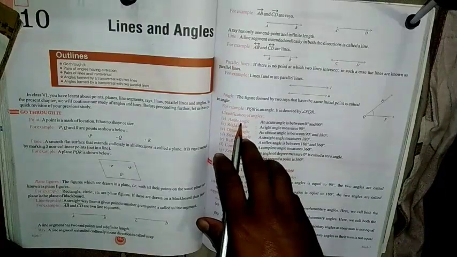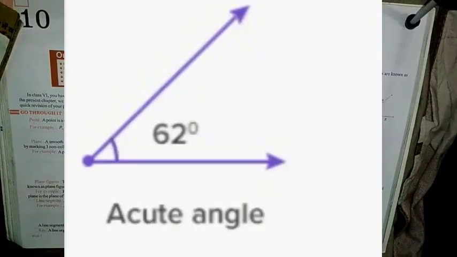Then there are some different types of angles. Number one is the acute angle. What is the meaning of an acute angle? When the angle is between 0 degrees and 90 degrees, this type of angle is known as an acute angle. We can simply say that when the angle is less than 90 degrees, it is known as an acute angle.